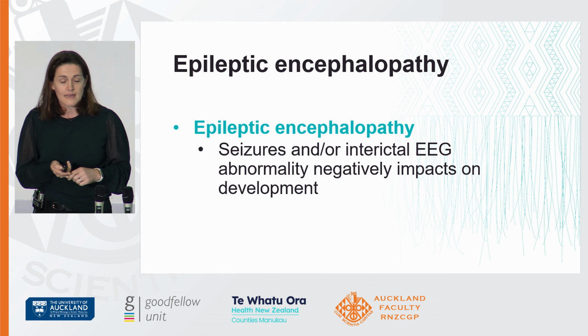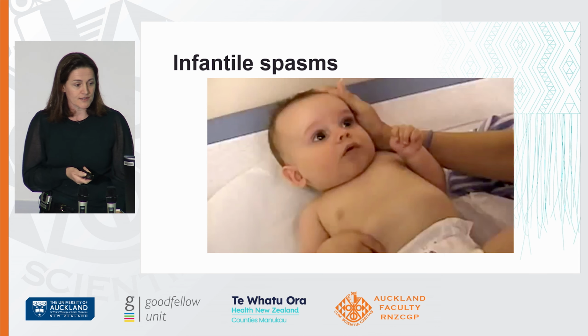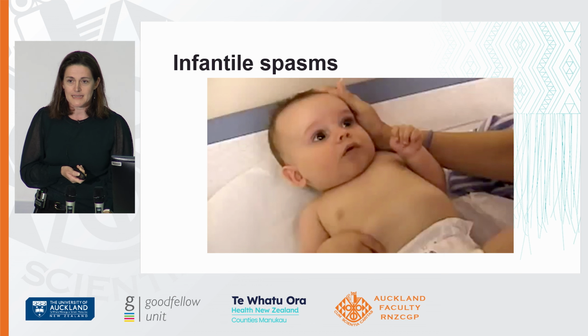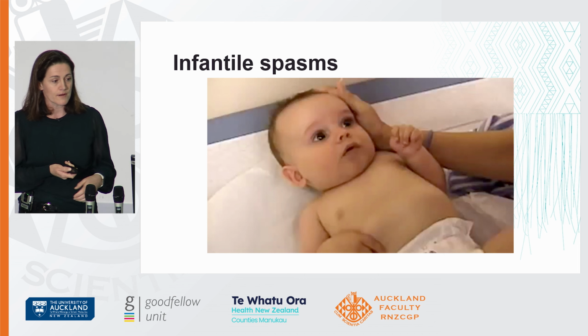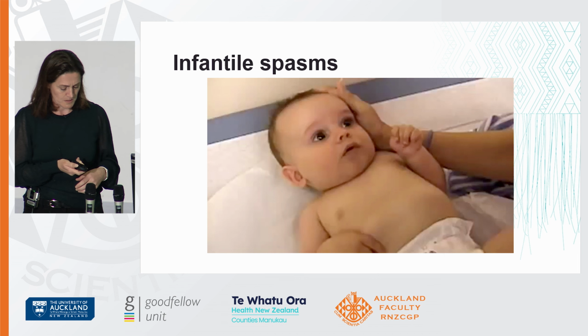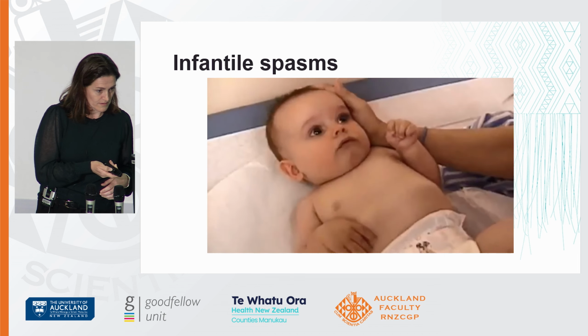And 1 minute to talk about epileptic encephalopathy. This is where the seizures or the interictal EEG negatively impact on development. I really just wanted to show you this one video of a seizure because infantile spasms are one of the seizure types that really can catch out people who are not familiar with them. If I can play it for you. Oh, here we go.